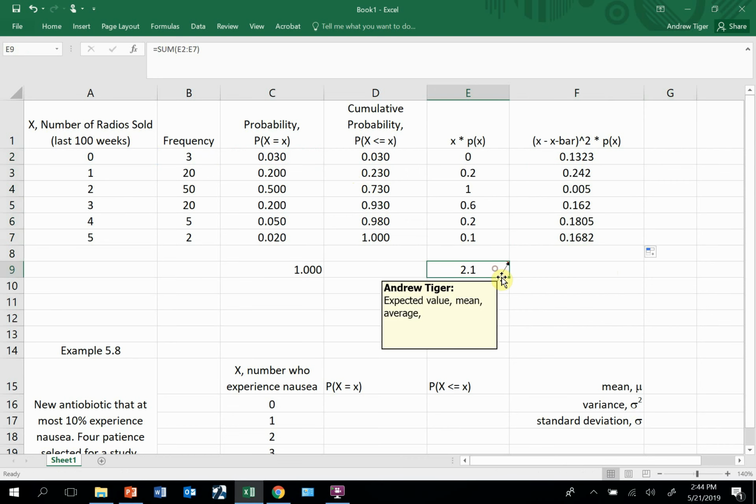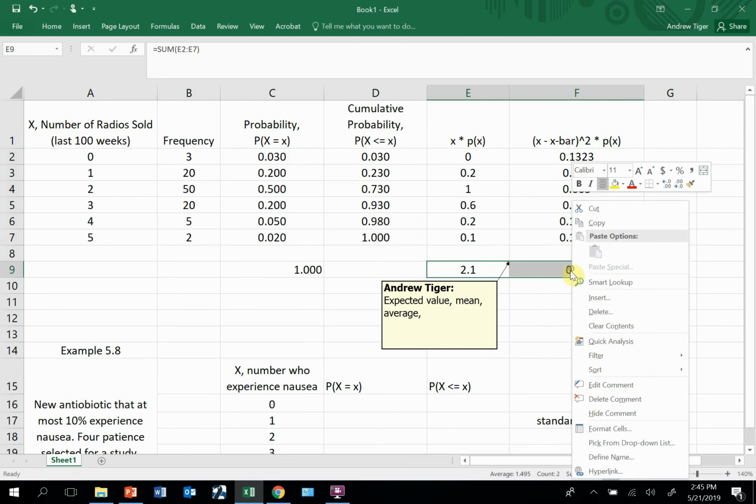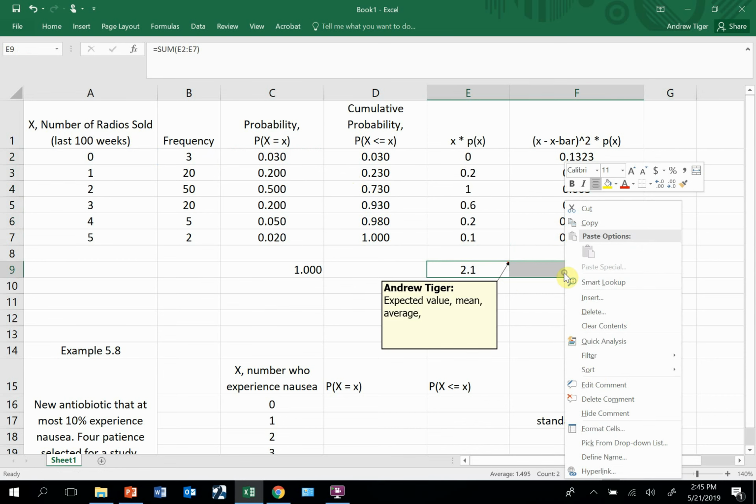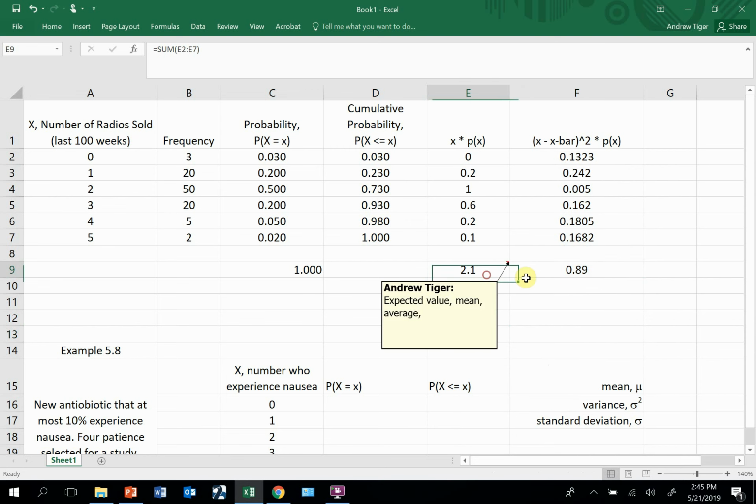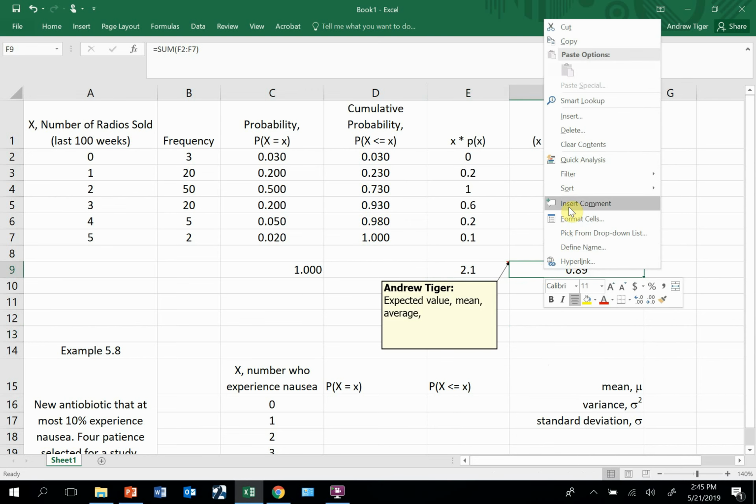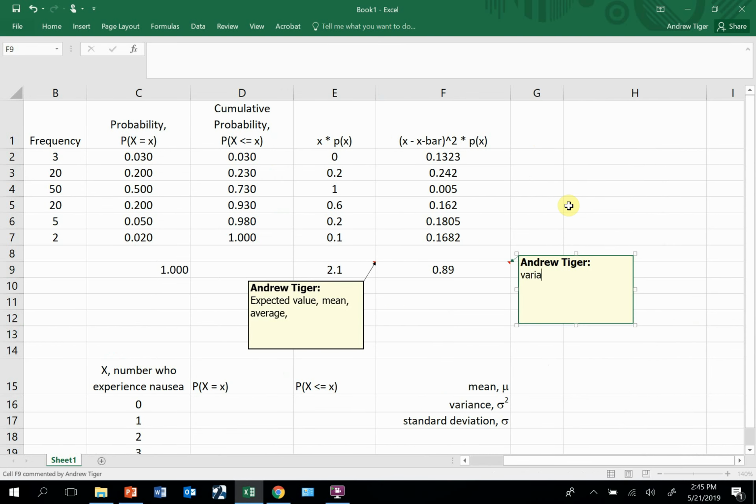And if I sum that up, this is the variance. And if I take the square root of that, that's the standard deviation.